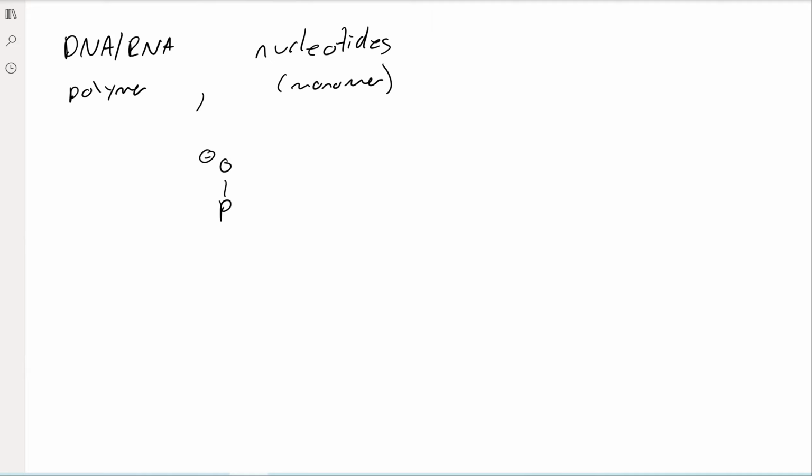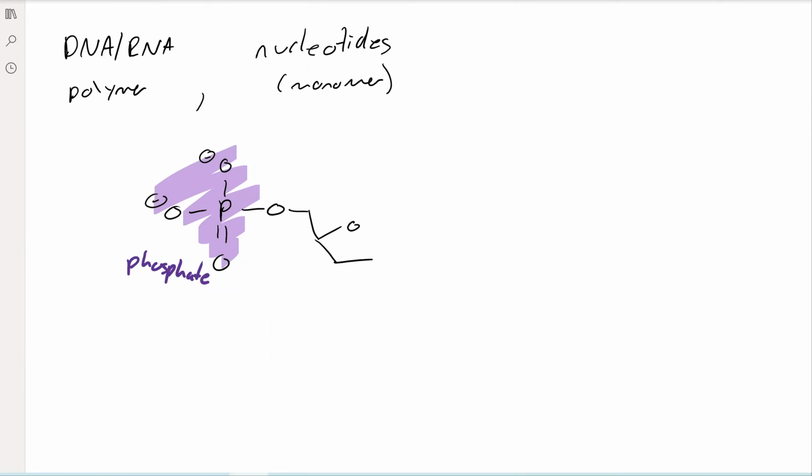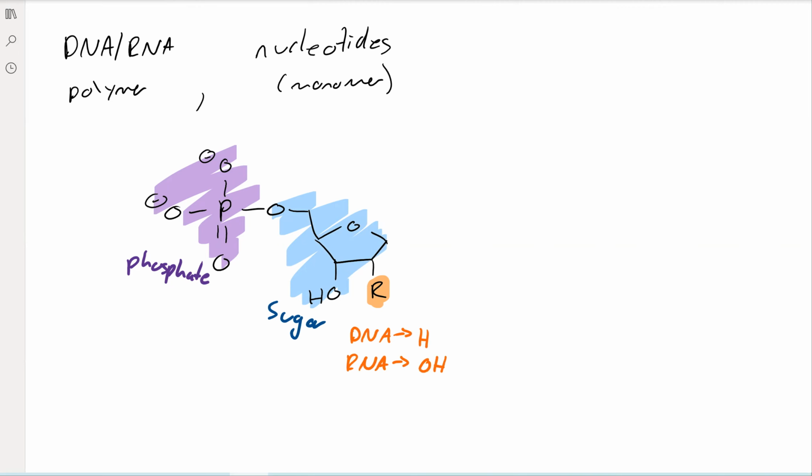There's a phosphate, which looks something like this. That's then connected to a sugar, a 5-membered sugar. And what this R group is depends on whether you're talking about DNA or RNA. In DNA, deoxy, there's no oxygen, so it's just a hydrogen. In RNA, it does have the oxygen, so it's an alcohol, an OH.